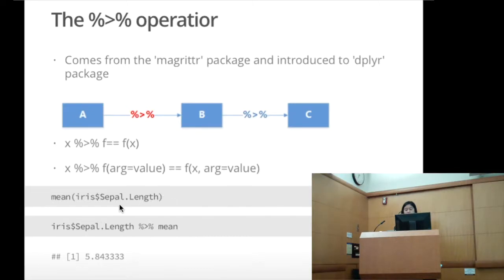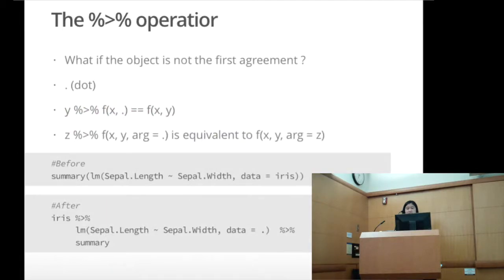So I take the mean of this variable, and it equals passing this variable through the forward operator into the mean function, and it will give you the same result. Do you have any questions? So I think the forward operator is very easy to understand.